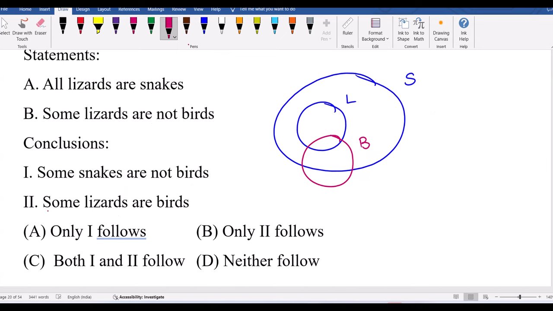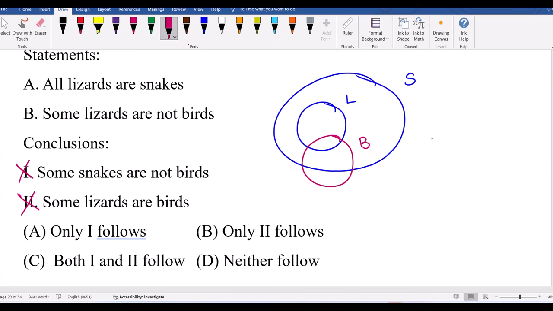Listen, how can I say the second one is wrong? Let me give you a practical reason why the second one is wrong. This is a bit tricky question. The question you are seeing right now is a tricky question. And the first one is also wrong.